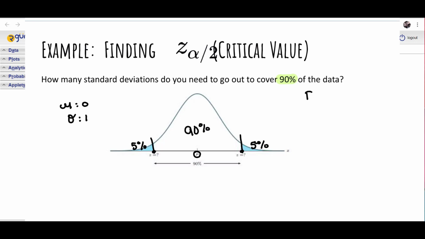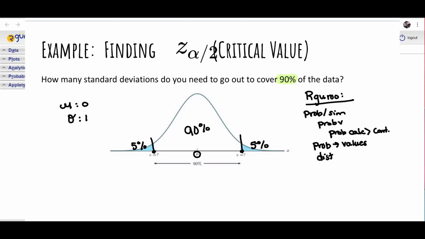So we're going to go to our guru, and I'm just going to review the steps for our guru. We're going to click on the probability simulation tab. And then the probability drop down, we're going to choose probability calculator. And then when we choose probability calculator, you're going to choose continuous. And we are given the probability, so we're going to choose probability to values. The distribution should stay normal.